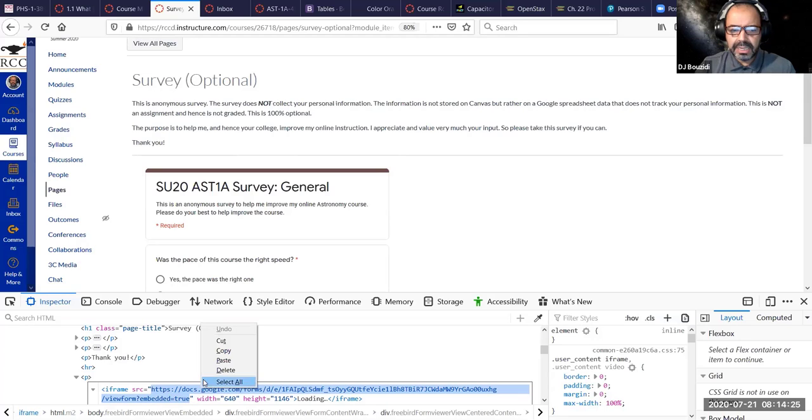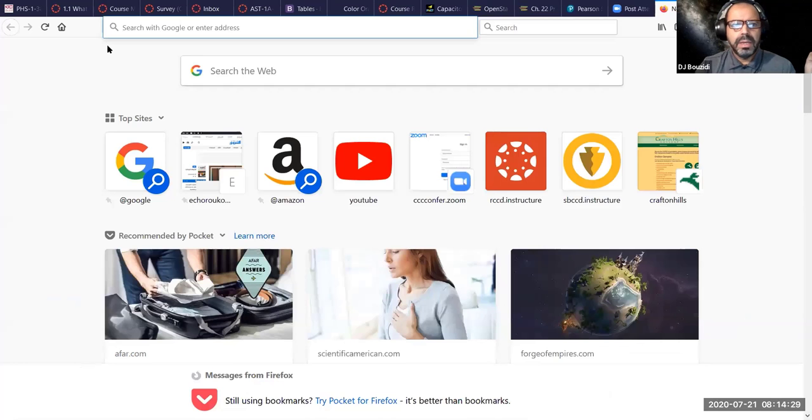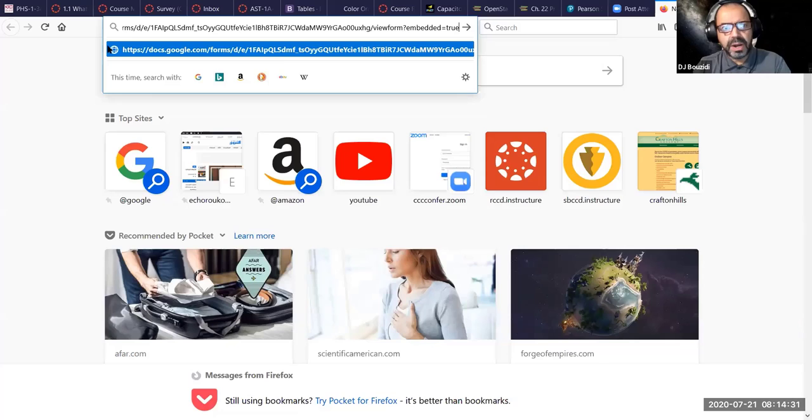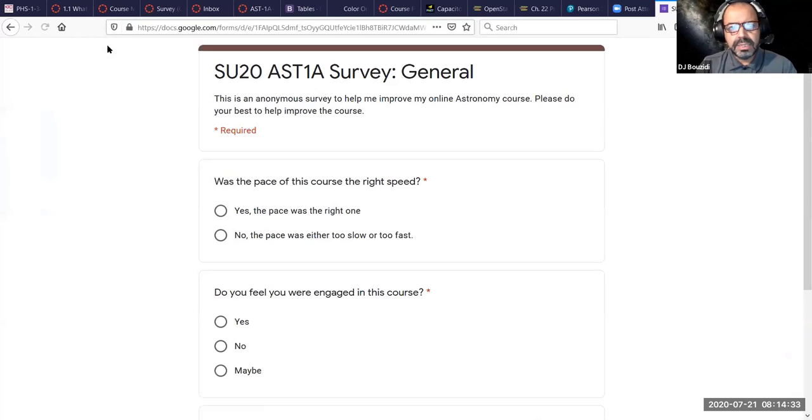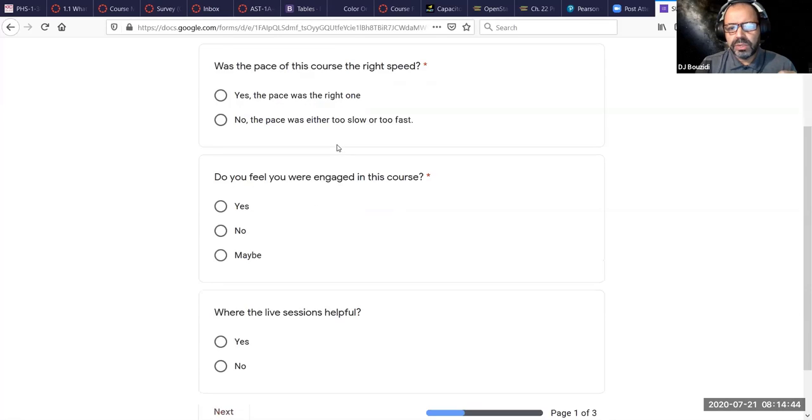I'm going to right click and say copy. I'm going to open a new tab in here. I'm going to paste it in my browser, and it's taking me to the same form, but not on Canvas. It's taking me to the same form on Google. So now you are on Google, actually. You can fill out this form, hopefully.